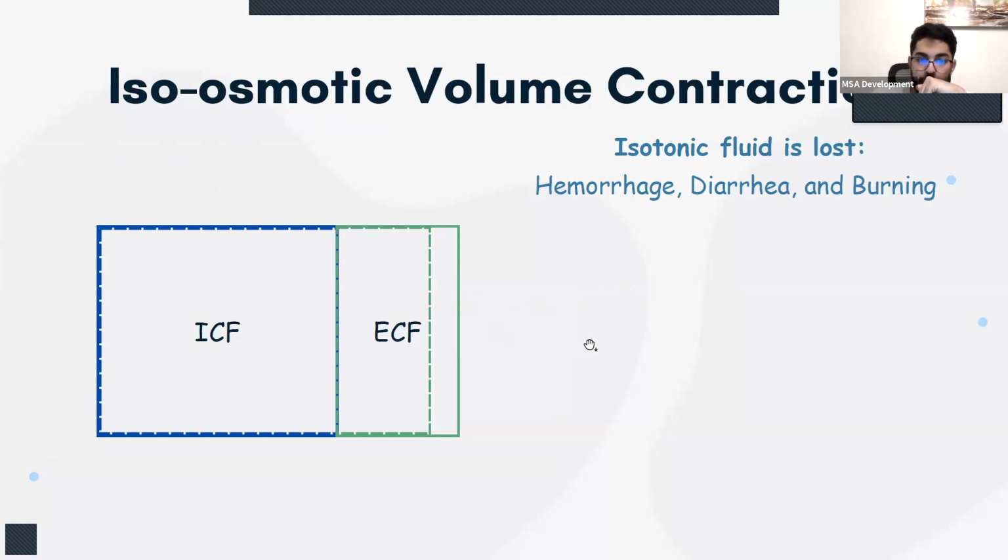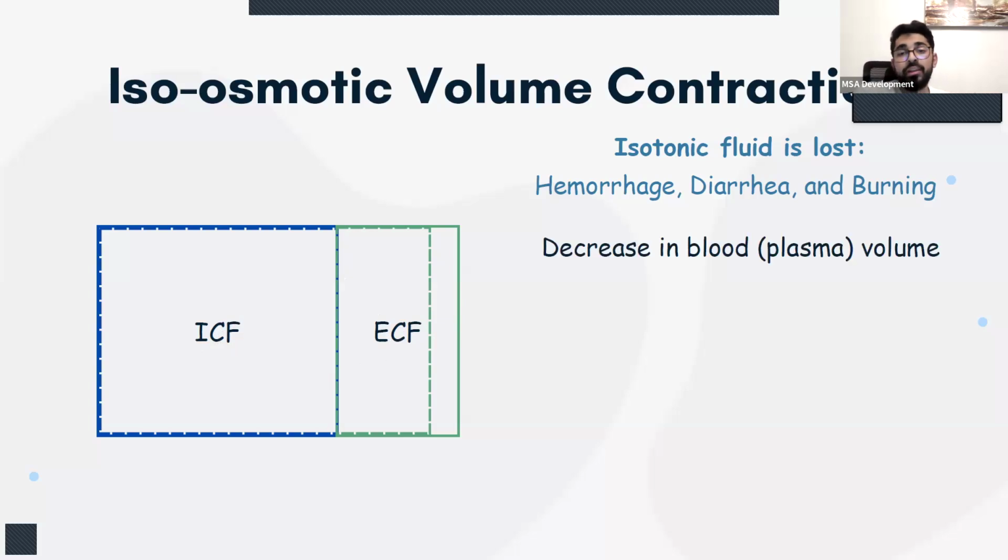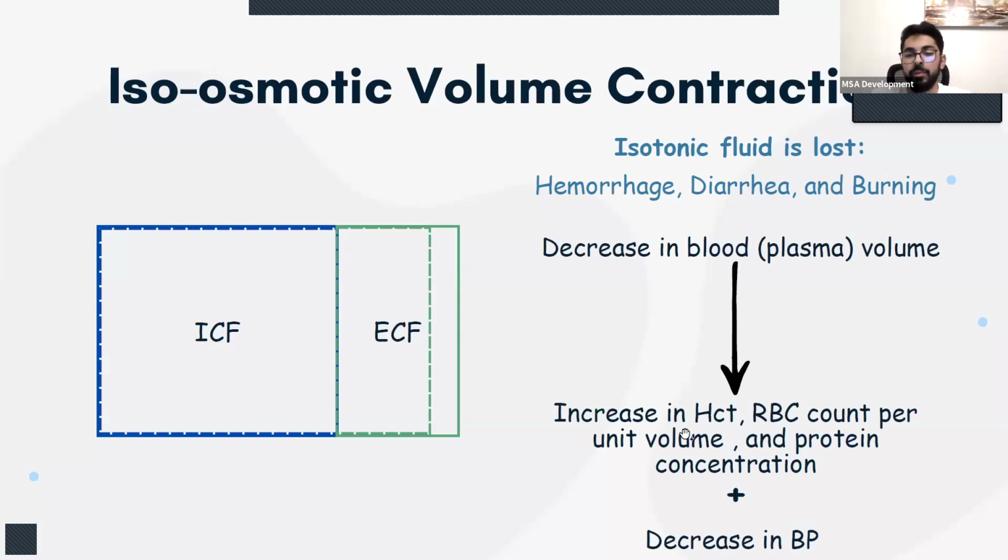What about the changes in volume? As I said, in any isoosmotic volume change, the change is only going to affect the extracellular fluid, not the intracellular fluid. And in that case, you're going to see a contraction in extracellular fluid, but ICF is going to stay the same. That's why you're going to see that the green box, which shows the extracellular fluid, is going to shrink or become smaller, but the ICF is going to stay the same. When you have a decrease in blood volume, in general, you're going to see an increase in hematocrit, an increase in RBC count per unit volume, and an increase in protein concentration. So let's imagine you put a tablespoon in a 2 liter water bottle, but you then put that same spoon in a cup of tea.